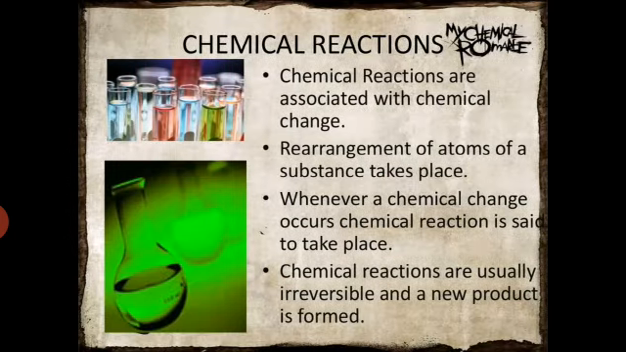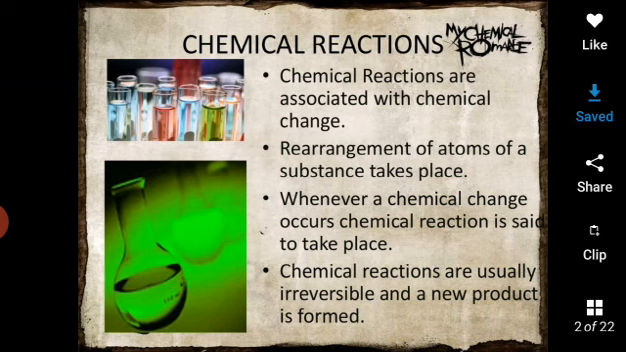So what are chemical reactions? Chemical reactions are associated with chemical change. Rearrangement of atoms of a substance takes place. Means the atoms are the same, but only the rearrangement takes place. Whenever a chemical change occurs, a chemical reaction is said to take place. Chemical reactions are usually irreversible and a new product is formed.